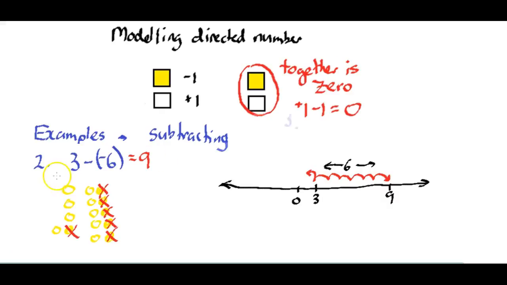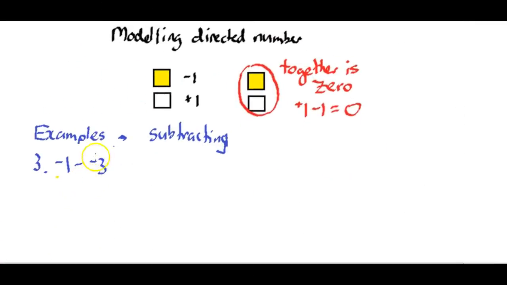In my next example, notice I don't always have the brackets around the last number. I'm at -1 and I'm taking away -3. So I need a -1 counter. Here it is. I'm using the drawing method now. But I have to take away 3 negative counters and I've only got 1.